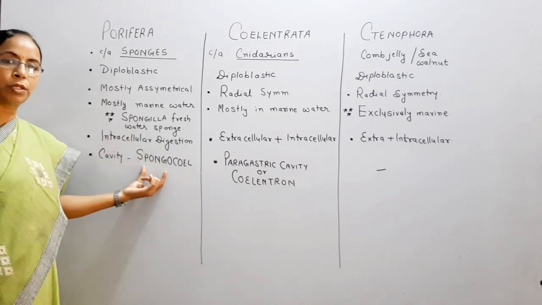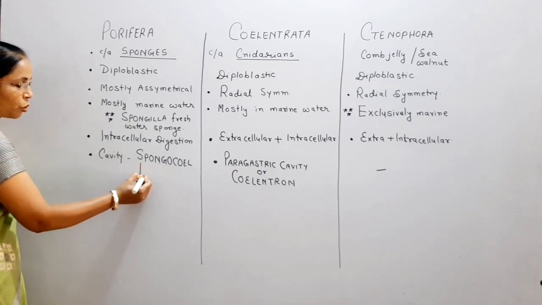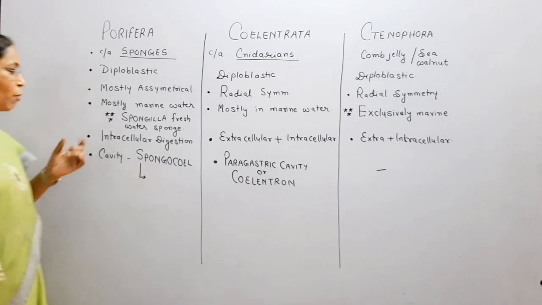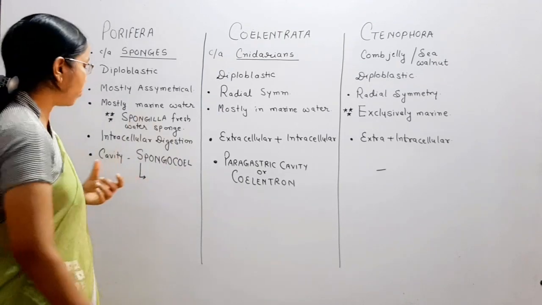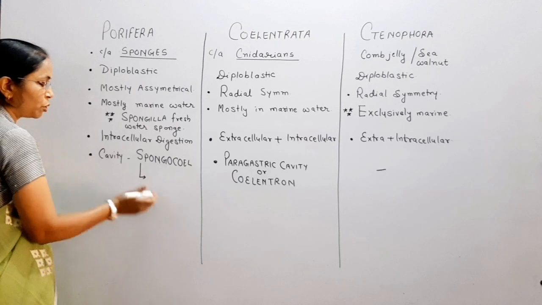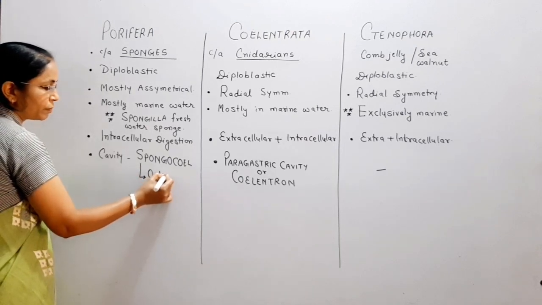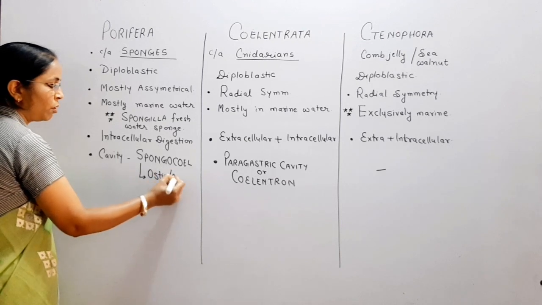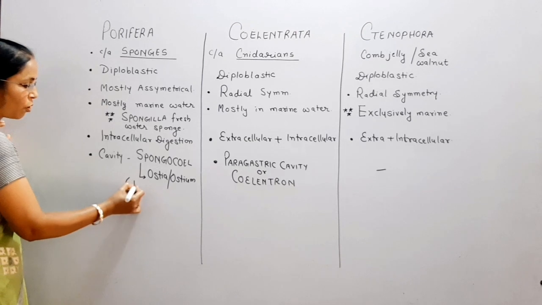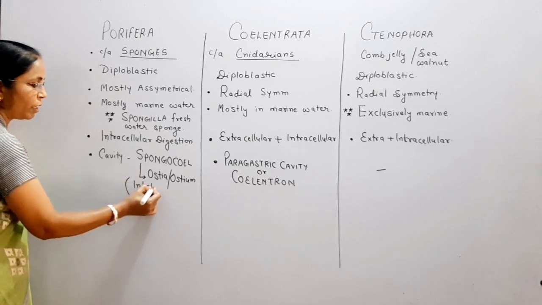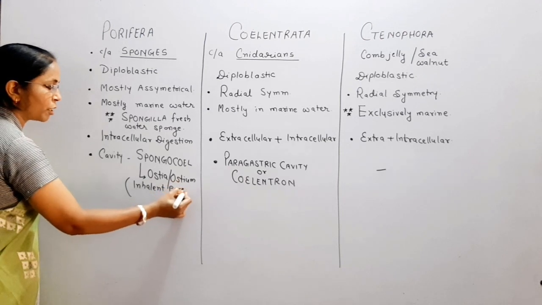Now when we come towards the spongocele, you remember the spongocele shows a number of pores throughout the body of sponges. A large number of pores are present. So in the spongocele, the ostia, plural form of ostium, are the inhalent pores of the spongocele. That means with the help of ostia or ostium singularly, you study.